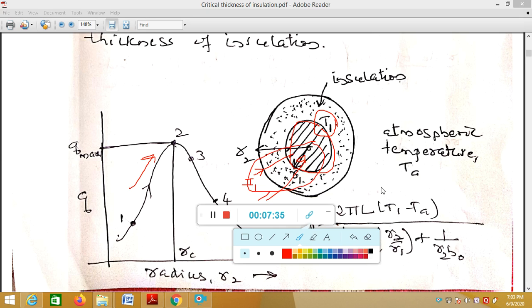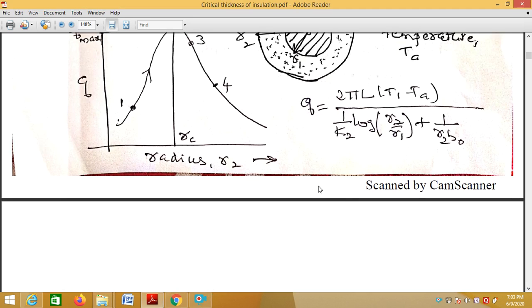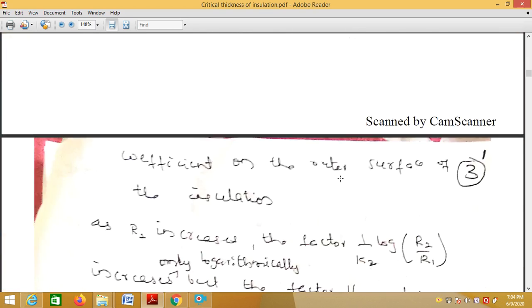Then for pipes carrying steam from the boiler to the turbines, heat loss from the pipes should be decreased. For that, the outer radius of insulation should be more than the critical radius of insulation. So these are the derivations of critical thickness of insulation for the cylindrical wire and the spherical vessel, and also the significance or applications of critical thickness of insulation.